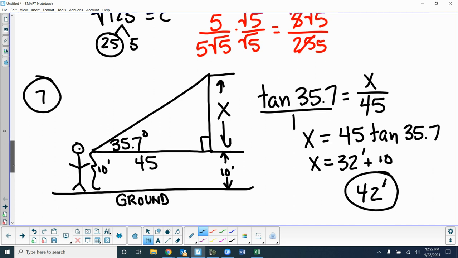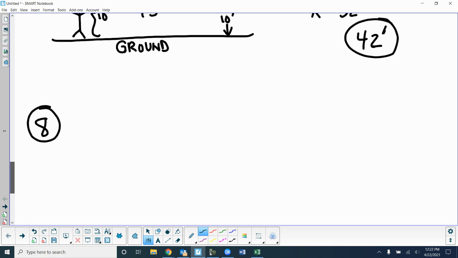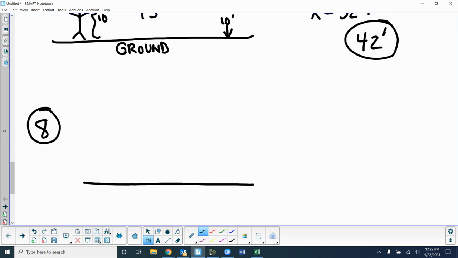Okay, the next one's about a plane going up in the air at an angle of 15 degrees, I think, wasn't it? So your angle was 15. It said the altitude was 8,000. What's the altitude? This line or this line? That one, the straight up and down one, right?